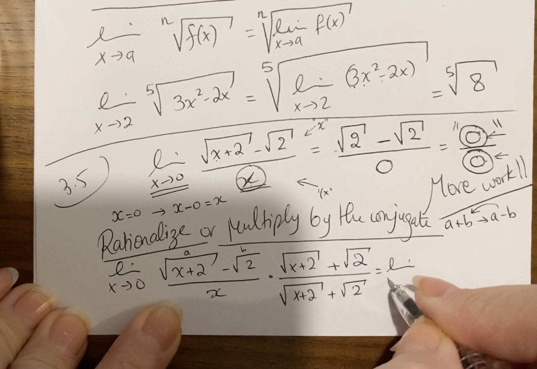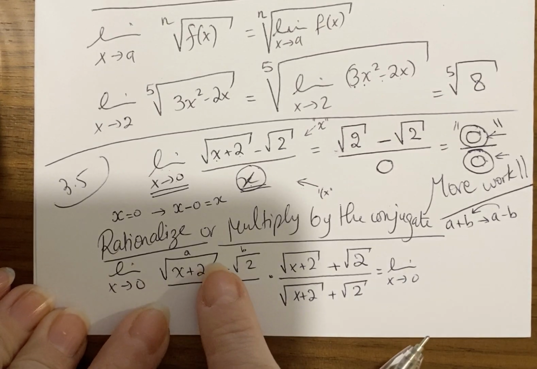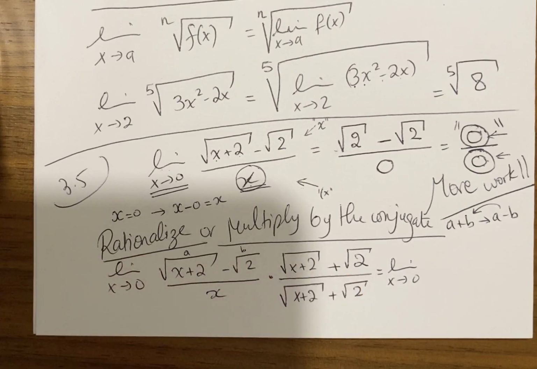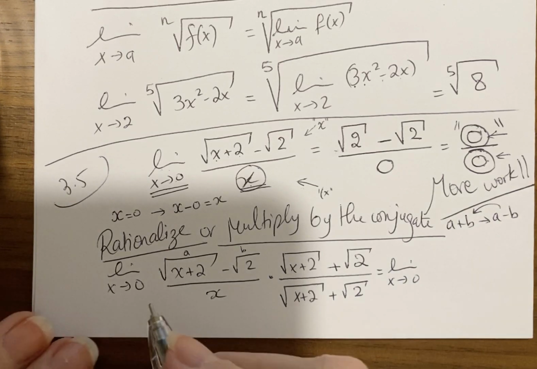So what does this give us? The conjugate, this times that. Why do I use conjugates? I don't use something else. I use conjugates because of their beauty. What is the beauty of conjugates?